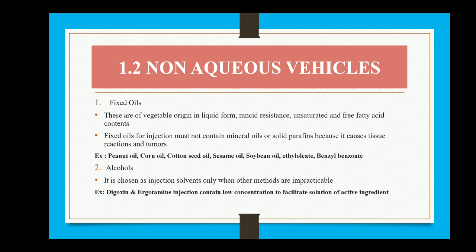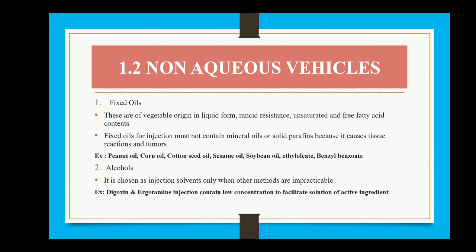Moving on to the non-aqueous type of vehicles used in the preparation of parenteral products, let us see some examples of non-aqueous vehicles. First one is fixed oil. These are vegetable origin oils in liquid form which have rancid resistance, unsaturated and free fatty acid contents. Fixed oils for injections must not contain mineral oils or solid paraffin because they cause tissue reaction and tumors. Examples for fixed oils include peanut oil, corn oil, cottonseed oil, sesame oil, soybean oil and so on.